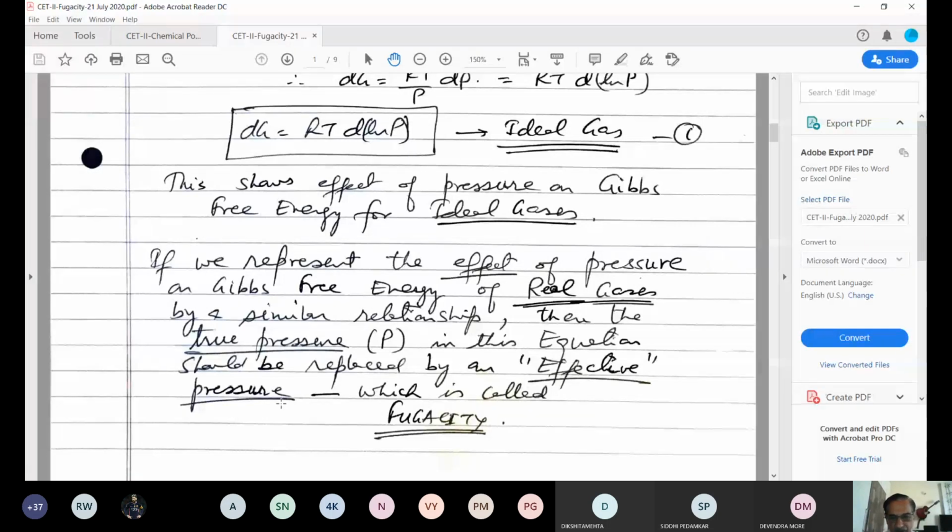समझ में आया? How we get this equation for real gases? Anybody has any doubts? Because this concept understanding is important. We are going to use this chemical potential and fugacity throughout our thermo, all units. This is the basis for everything else.